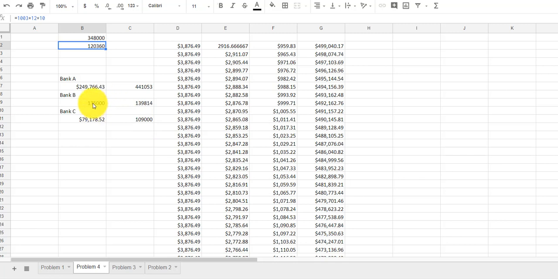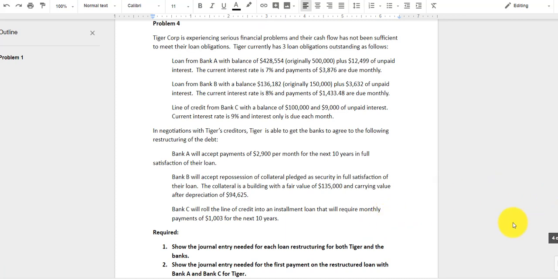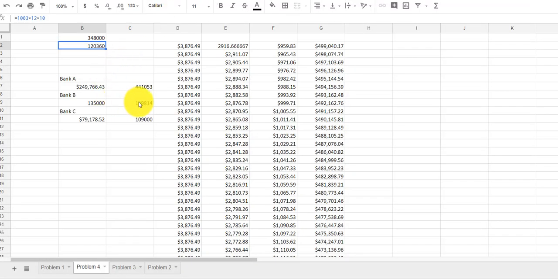For Bank B, for Tiger, you have a gain because you're actually going to give the bank an asset that we have recorded at 94,625, and it's going to pay off a loan in total for 139,000. So the gain is going to be the difference between those two numbers recorded, because we're going to exchange those two. All right, so you would credit the asset, debit the loan, and the difference would be the gain recorded. So that's how you would answer those test review questions.